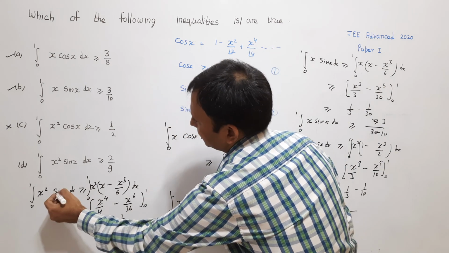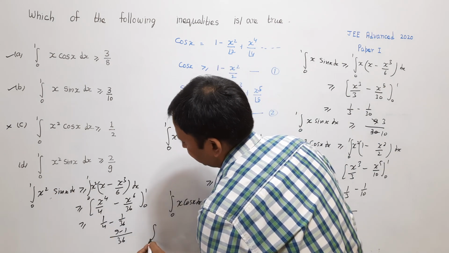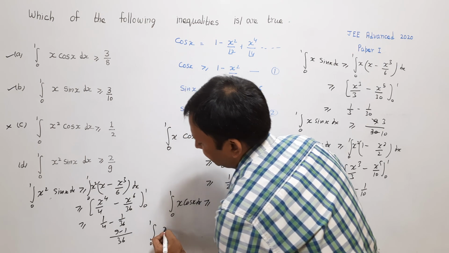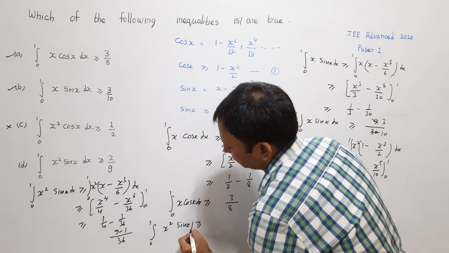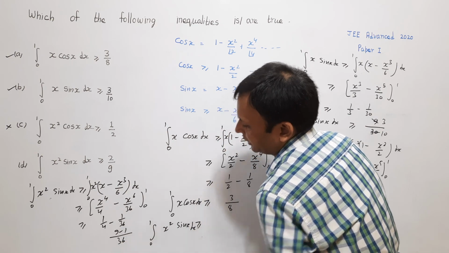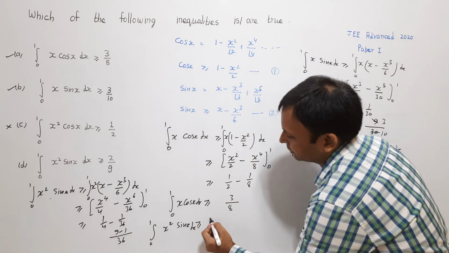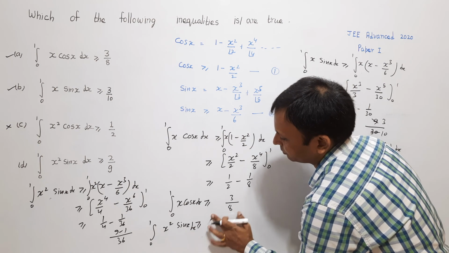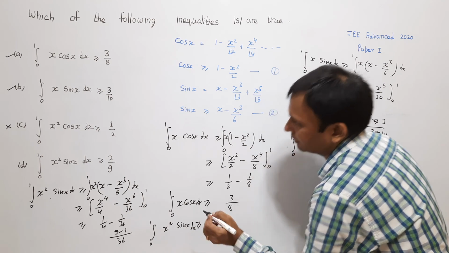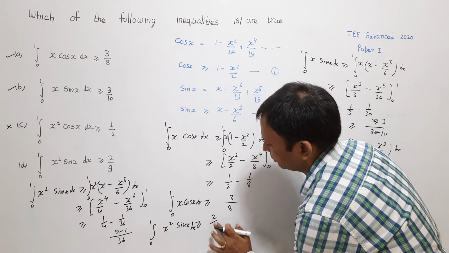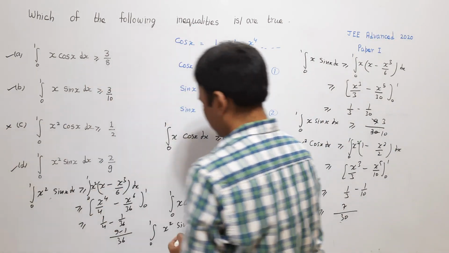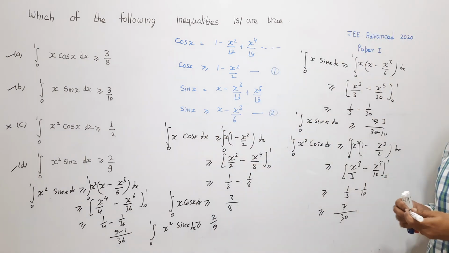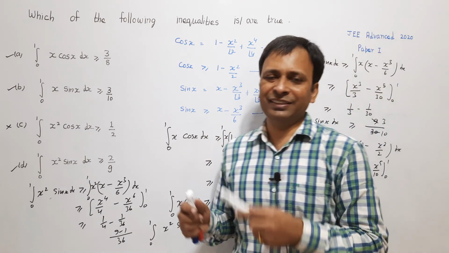So you can say this integral from 0 to 1 of x square into sine of x with respect to x is always greater than or equal to 8 by 36, which is 2 by 9. So this integral is always greater than or equal to 2 by 9. That means 2 by 9, this is 2 by 9. So option D is also the right answer, because it is matching with our result. So this way we can solve this particular problem.